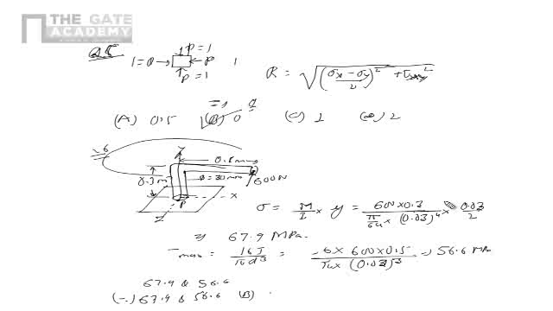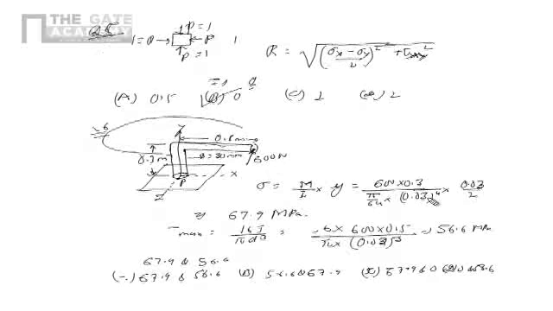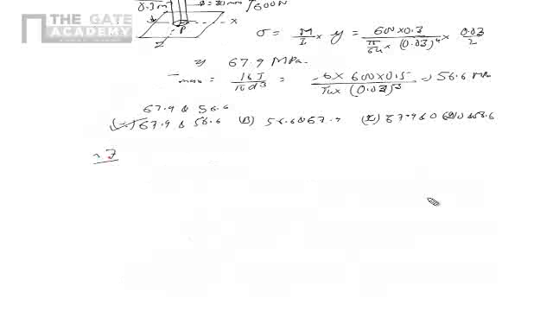Second option is 56.6 and 67.9. Third option C is 67.9 and 0, and option D is 0 and 56.6. So obviously we know that option A is the right option here. Now let's go to question 7. Question 7 is linked to the previous one.